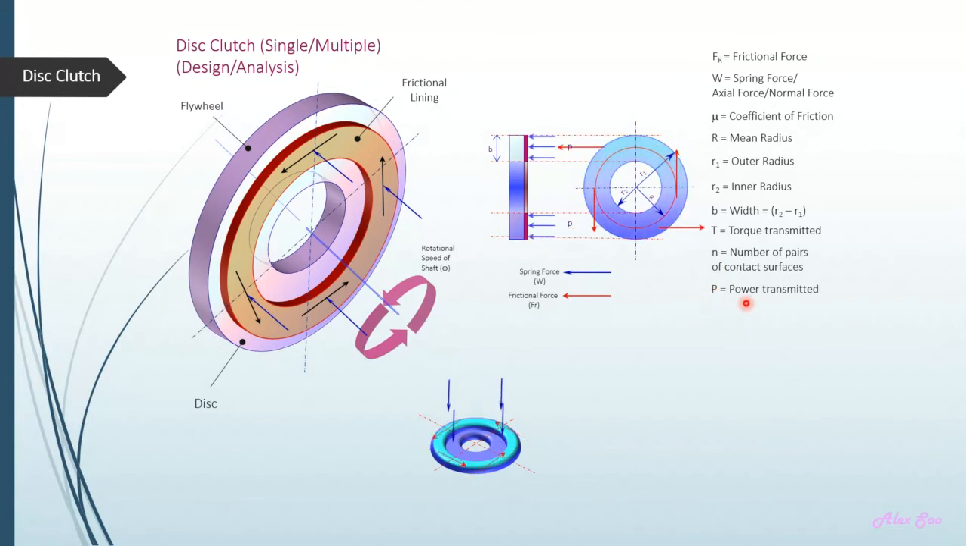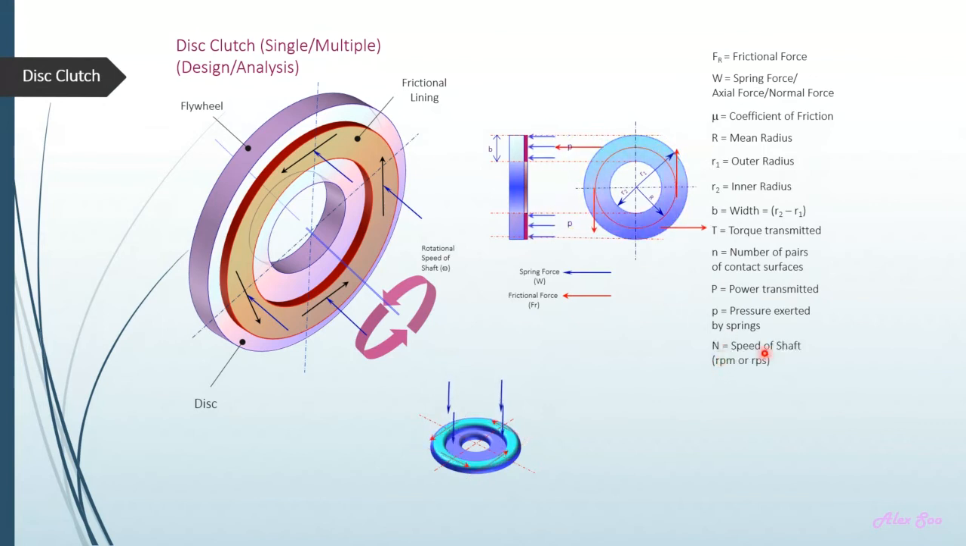So let us consider P to be the power transmitted. Remember, to find power transmitted, you need to have the turning moment, that is the torque. To find the torque, you need the frictional force and the mean radius. To find the frictional force, you need the spring force and the coefficient of friction. So this lowercase letter p here refers to the pressure exerted by the springs, that is from the pedals.